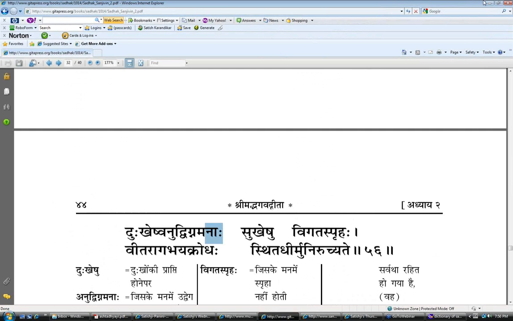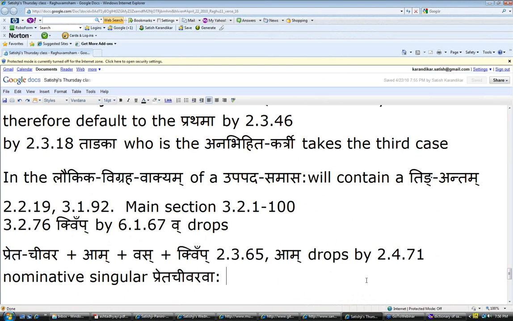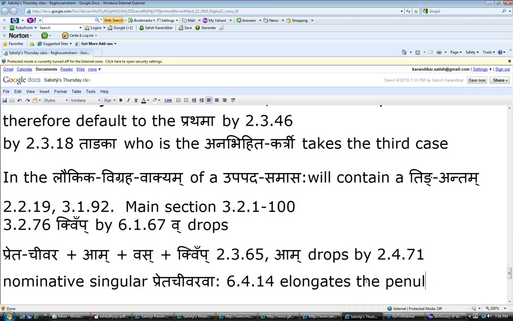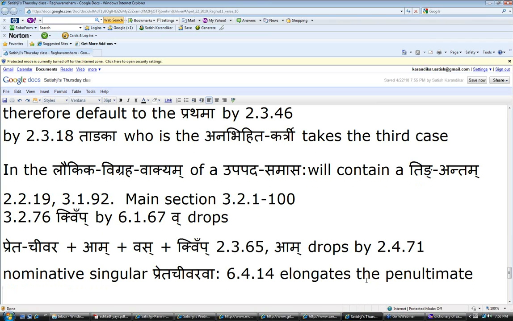Same rule in this Bhagavad Gita phrase, anudvigna manaha. So 6-4-14 elongates the penultimate. See, this knowledge of Subanta should be very firm, because it is a very small section. We should try to practice these rules and try to master them.